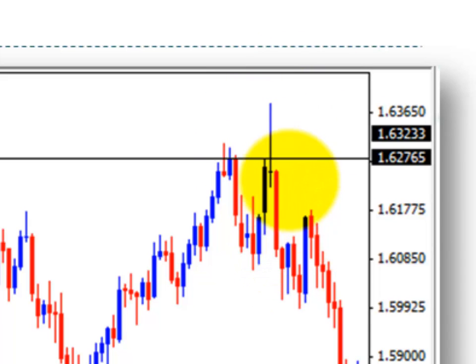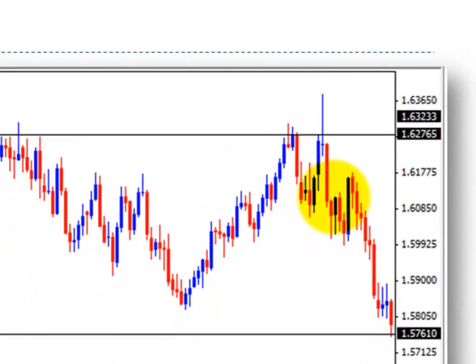Can you see how this seller trend bar was so much longer than the previous bars? That showed that the sellers were convicted and committed to sell the market. From then onwards, the market just went down.